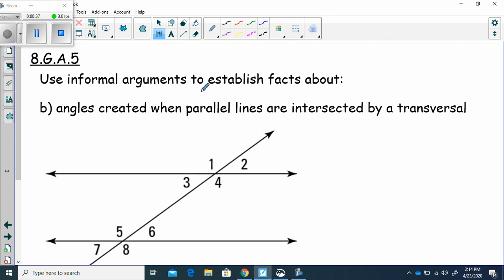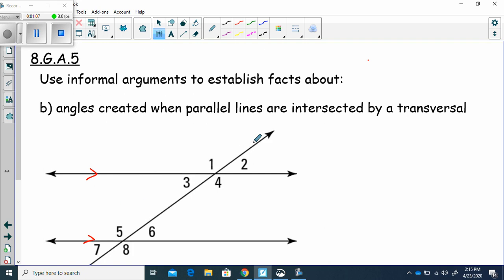Now we're using informal arguments to establish facts about angles created when parallel lines are intersected by a transversal. First off, let's look at what we have here. We have two lines here that are parallel. In fact, I'm going to put a parallel symbol. Whenever you've got these little arrows on it, these arrows match up. It means these two lines are parallel.